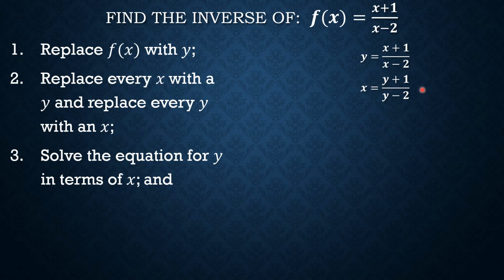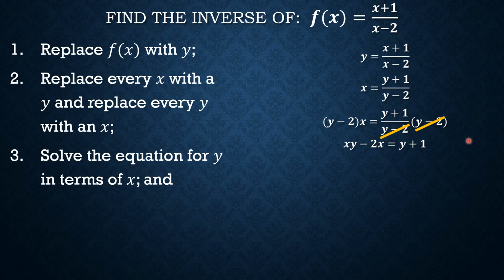Okay, so dito, again, this is a rational function. Or pwede natin i-cross multiply na lang. So, we have x times y, it's xy. Okay, x minus 2 is negative 2x. O, yan na nga. xy minus 2x equals y plus 1.